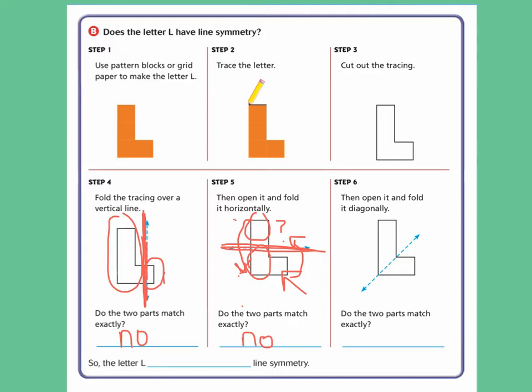And then lastly, step number 6, if I were to draw a diagonal here and fold it, I'm just looking at this section right here. This guy, when I fold it over, is not going to be a mirror image to that bottom part of the L. So no, a diagonal line would not work either. So the letter L does not have line symmetry, just like that letter G. Letter G and letter L, we've already proven to not have line symmetry.